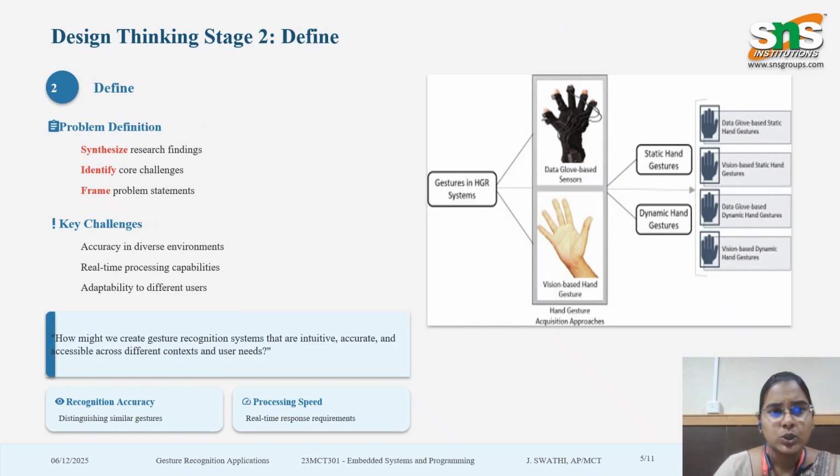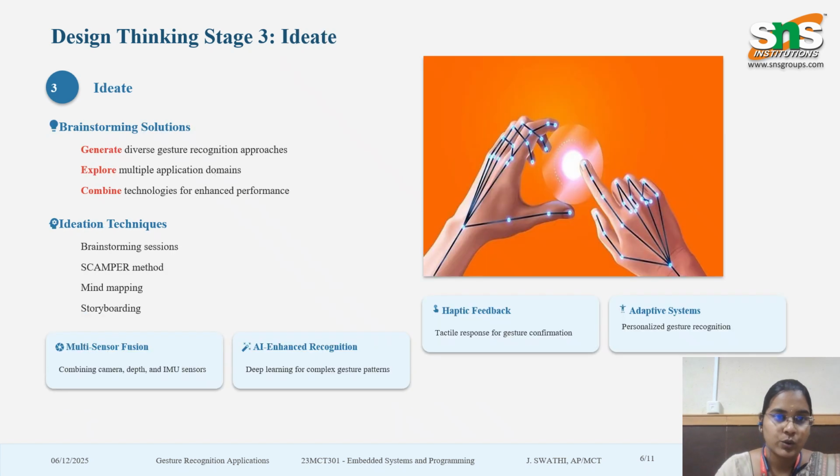Coming to define what this gesture is: synthesize, identify and frame. We are going to synthesize it, identify the pattern, and frame the gesture shown. We might lose in our recognition accuracy and processing speed. These are the two major factors which we have to focus on.